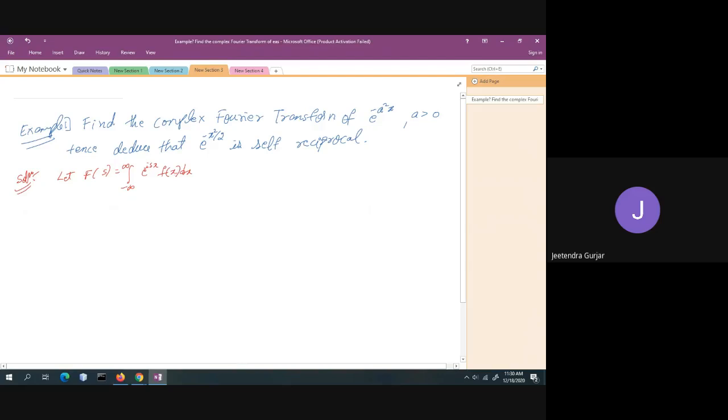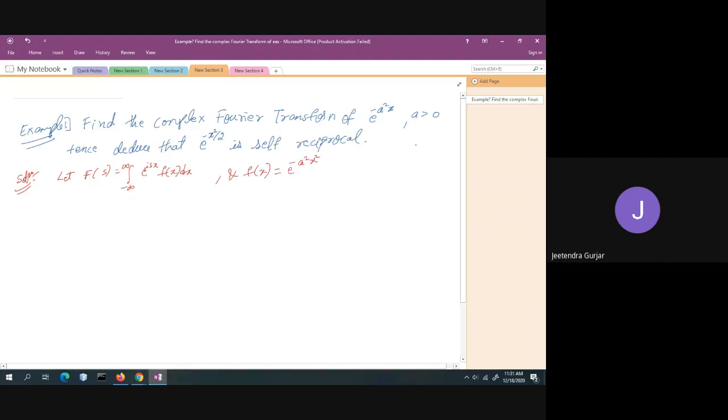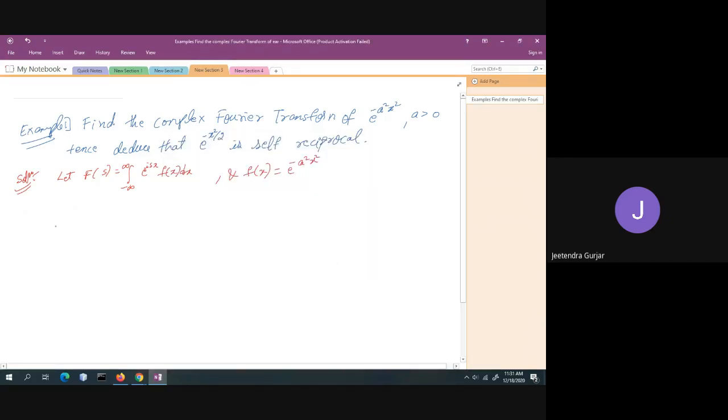Now substitute the values. f of x they have given here is e raised to minus a square x square. So this is given here, students. Now substitute the values. In this example, you can see this is a special example. There is no interval if you just see. So how will you solve? No problem. Use the formula.